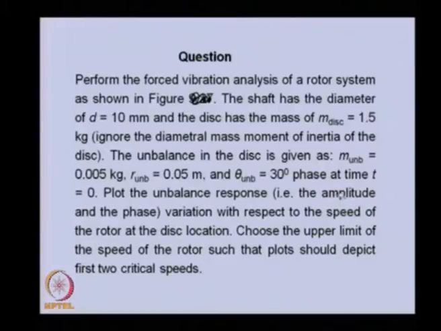So, not only will we be plotting the amplitude, but also the phase, and basically we will be obtaining the critical speeds of the system by changing the speed gradually from a low value from 0, so that we can get 4 or 5 critical speeds; here, the first 2 critical speeds we will be obtaining. Because this is a continuous system, we can have an infinite number of critical speeds, but we will be illustrating here only up to 2 critical speeds.